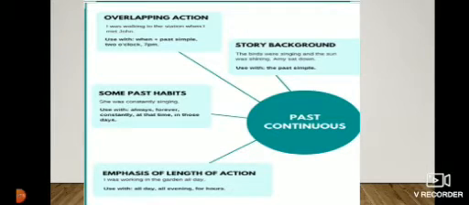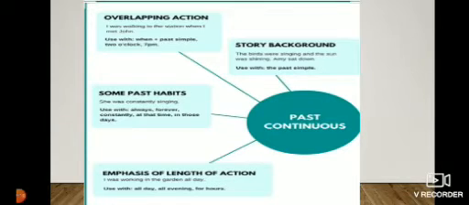कोई past habits भी आपकी हो जो आप कुछ time तक करते रहे हो, past continuous tense. Emphasizing the length of action: I was working in the garden all day long. When you have to emphasize the length of the action, how long the action has been taken, again, the past continuous tense.